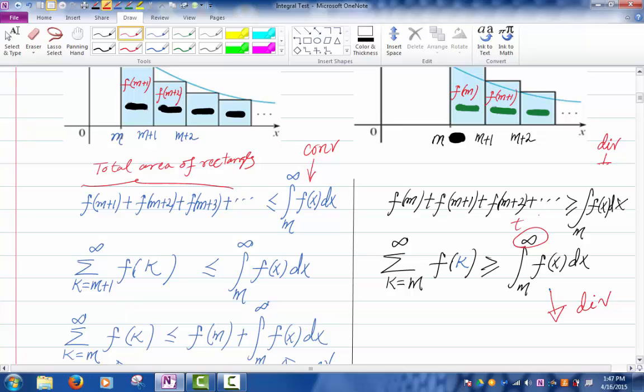Is everybody okay? Yeah. So how do you decide to connect the rectangle from the right corner instead of the left corner? Yeah, depending on whether the integral is convergent or divergent.